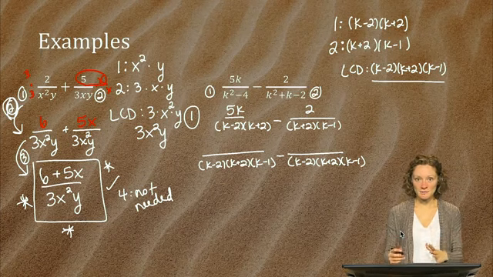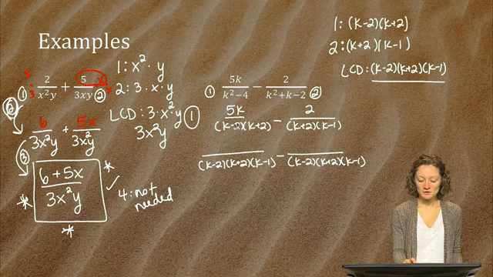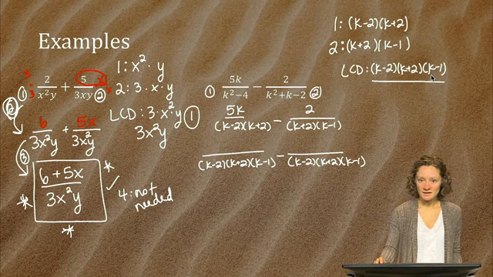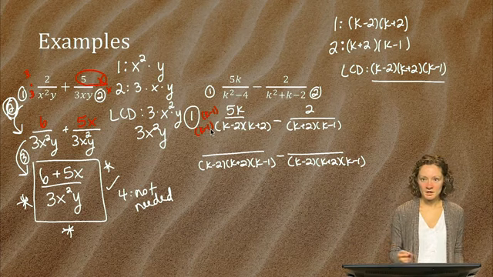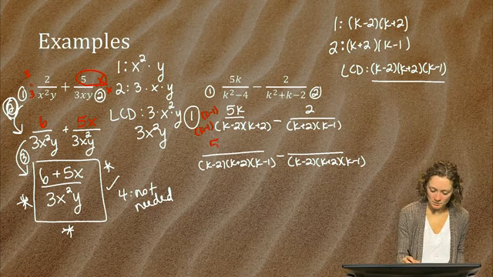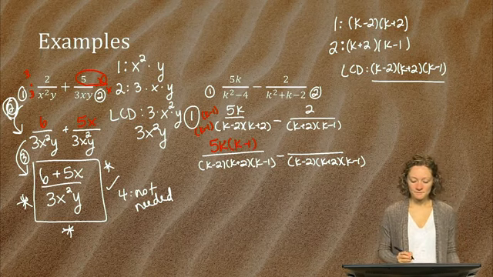Okay, so we've set up the framework. We know what our LCD is. We just have to decide what's missing from each fraction. The first fraction has k minus 2 and k plus 2. It's missing the k minus 1. So that's what we're multiplying in, top and bottom. We already have it on the bottom, so on the top we have 5k times k minus 1.